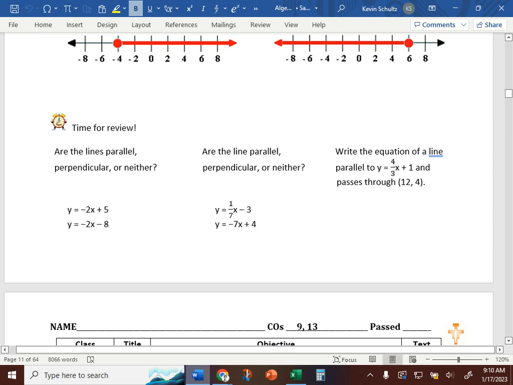And then review, are the lines parallel, perpendicular, or neither? And then write the equation of a line parallel to y equals 4/3 x plus 1 and passes through (12, 4). So from PO28 and PO29 for your review today.